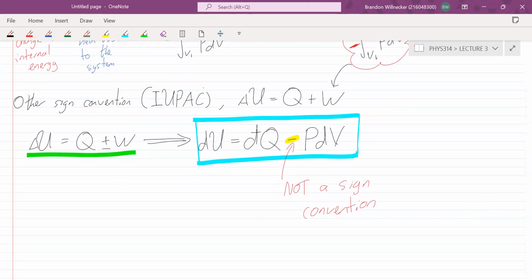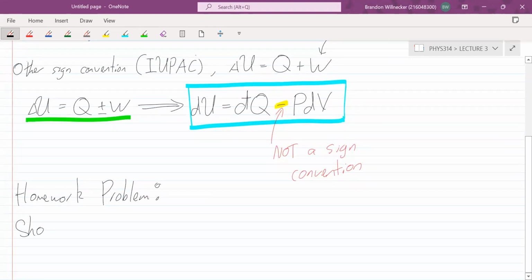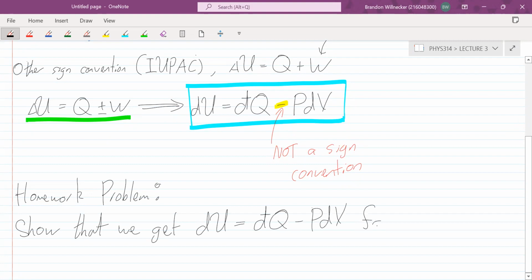Maybe we can put that as a homework problem. Okay, so show that dU is equal to dQ minus P dV for both sign conventions. Okay, I think that's important to know.